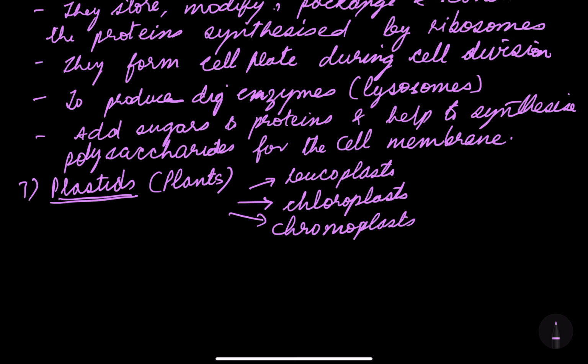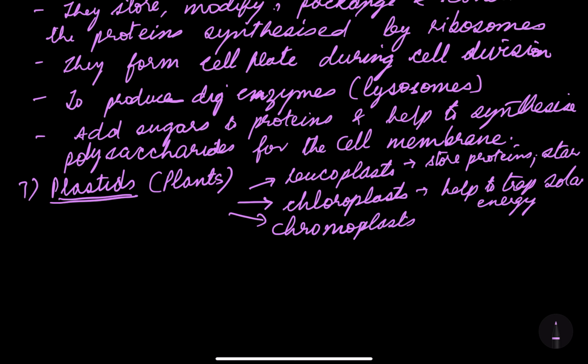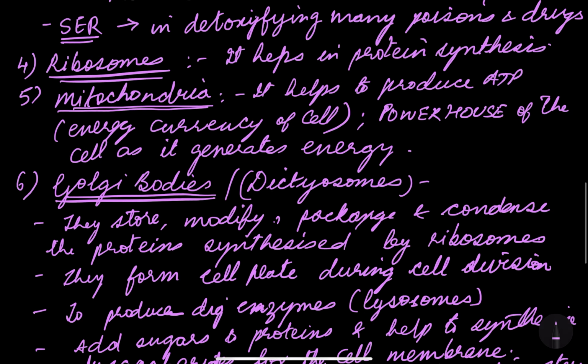So you can say chloroplasts help to trap solar energy because they help in photosynthesis, right? The leucoplasts help in storage of proteins, starch, lipids and all that, right? And the chromoplasts, they help in giving color to the flower petals. So that is the job of plastids.